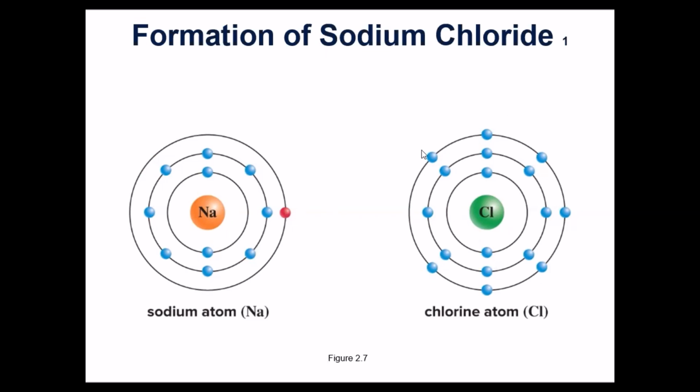All right, chlorine, count those up: 1, 2, 3, 4, 5, 6, 7. Chlorine has 7 electrons on its valence shell. That's very reactive as well, because remember, it wants to have 8. It's very close to having 8, but it's not quite there yet.